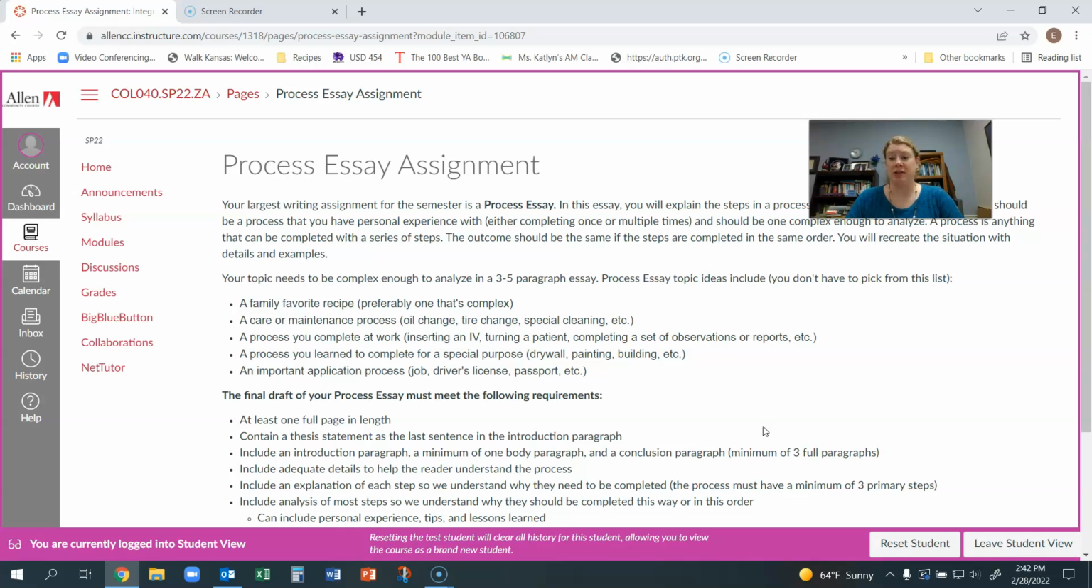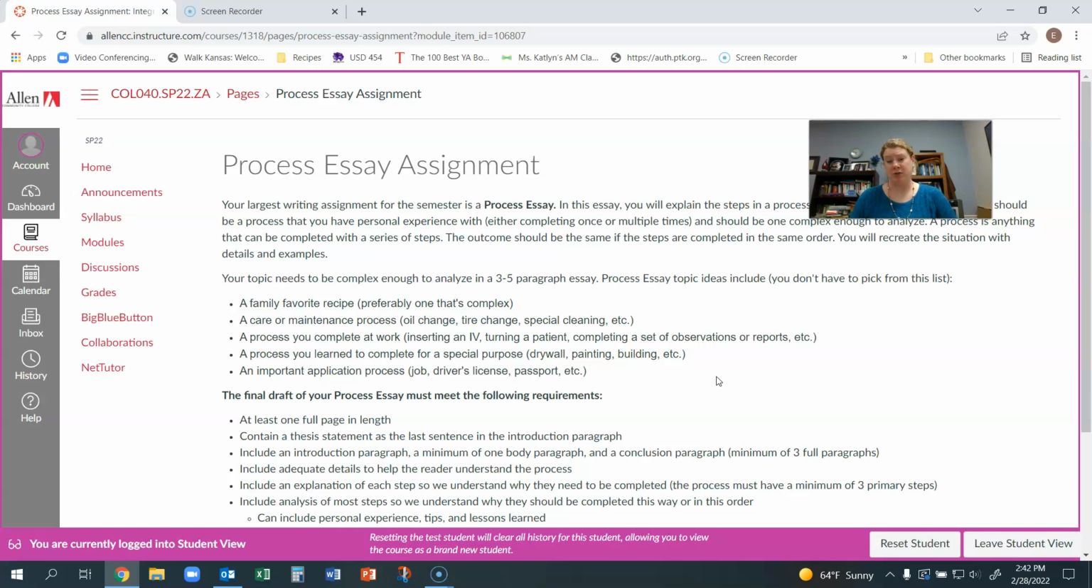So you have lots of things that you can do for this assignment, and I've listed here some topic ideas. You certainly don't have to pick off of this list, but this will help you generate some ideas. So a family recipe, a care or maintenance process. It needs to be something that's complex. Remember, you're writing a full essay on this, so we're having at least 3 paragraphs or more, which means that you need to have several steps in there.